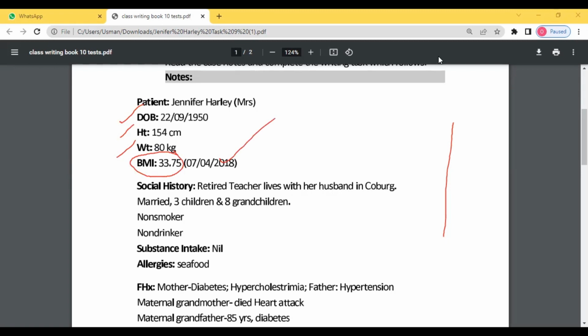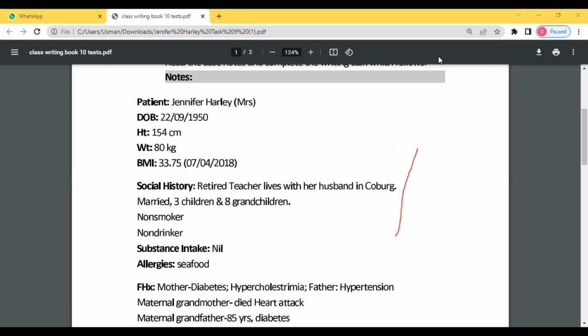Secondly, if you can see there, she's a retired teacher, for example. It's important: lives with her husband in Coburg. It's an important point. Married and 3 children. Why is it important, you can ask? Because of the psychological support, number one. And number two, whenever anyone is going to pay a home visit and does not know the patient, we must incorporate the socioeconomic details of the patient. But in this case, it's relevant to the psychological support that we discussed.